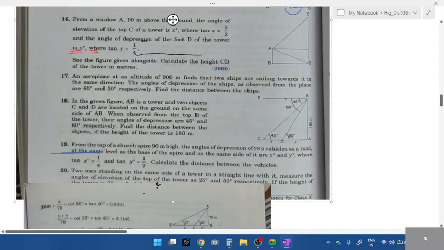Look, I'll read the 18th one. In the given figure, AB is two objects located on the ground. First copy, write it, students. Be quick. Write the question.